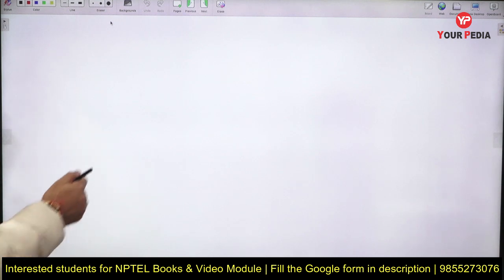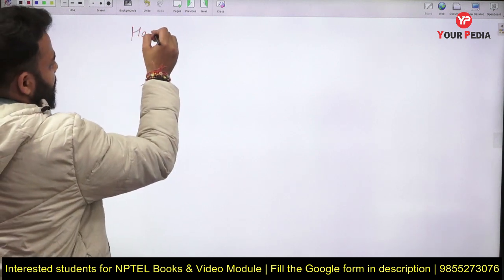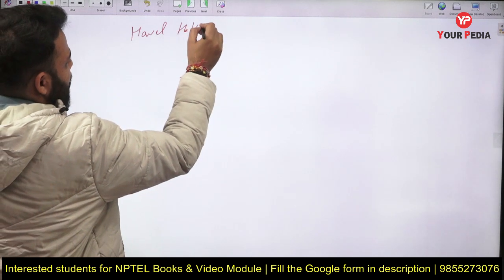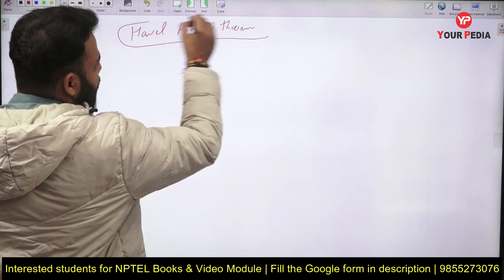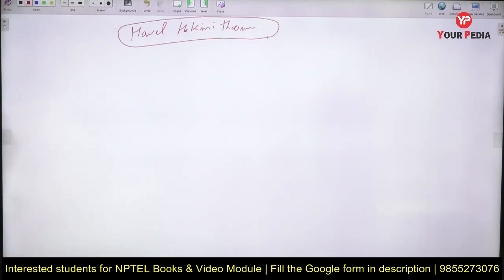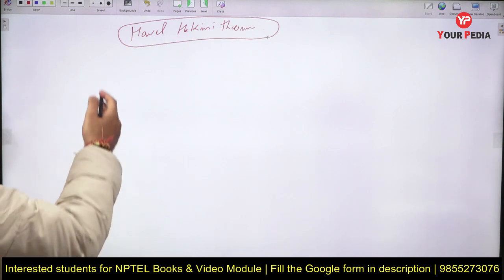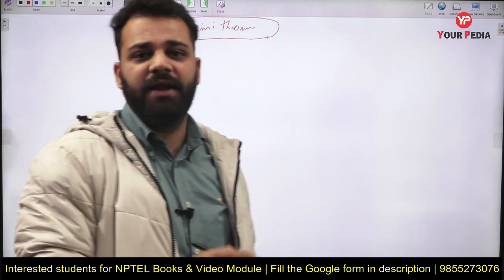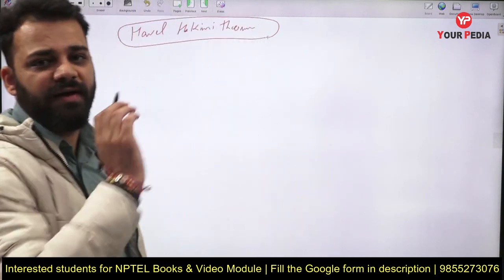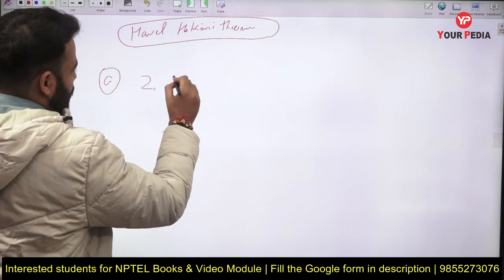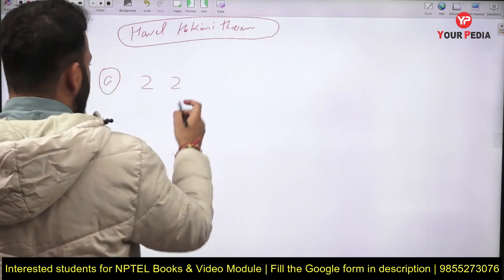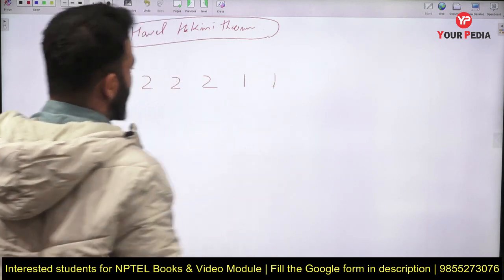Now in order to solve this, we have a theorem called the Havel-Hakimi theorem. It is a theorem and we have some steps to solve. We will be doing some steps in order to find out whether a degree sequence is a graphical sequence or not. So let's start our question. The first option is 2, 2, 2, 1, 1.